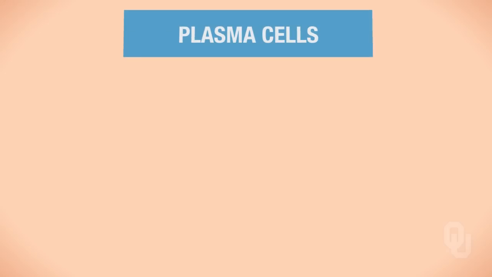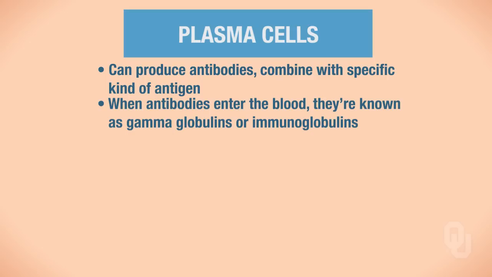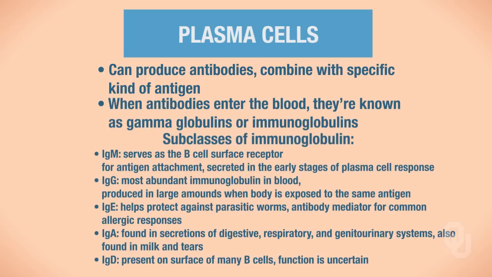Okay, so plasma cells, we know, can produce antibodies, as I just talked to you about, and those antibodies can combine with a specific kind of antigen. So I'm going to show you here in just a few minutes how that will work. Now, when the antibodies enter the blood, they're known as gamma globulins or immunoglobulins. That's where that term immunoglobulins comes from. So we have several different subclasses of immunoglobulins, and here you're just going to have to memorize these because some are found in different places. So we'll use some of these as we go throughout the next series of slides.